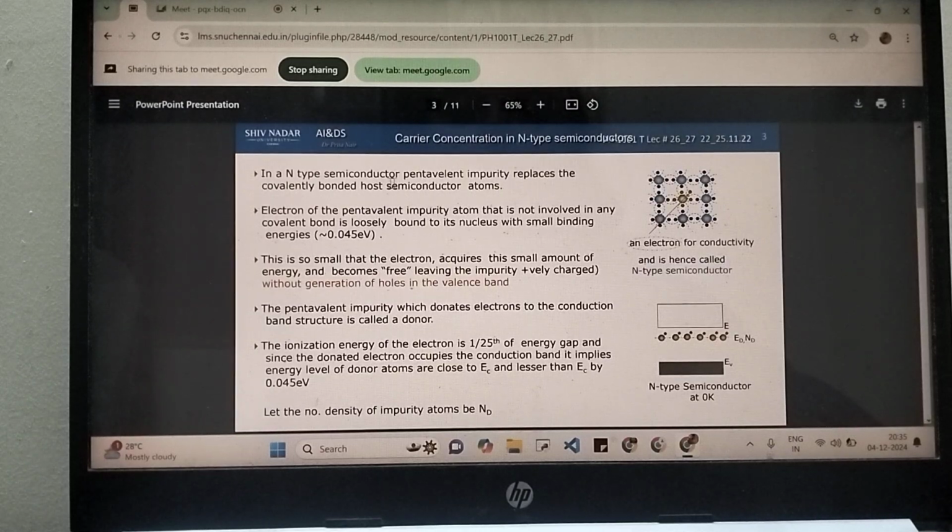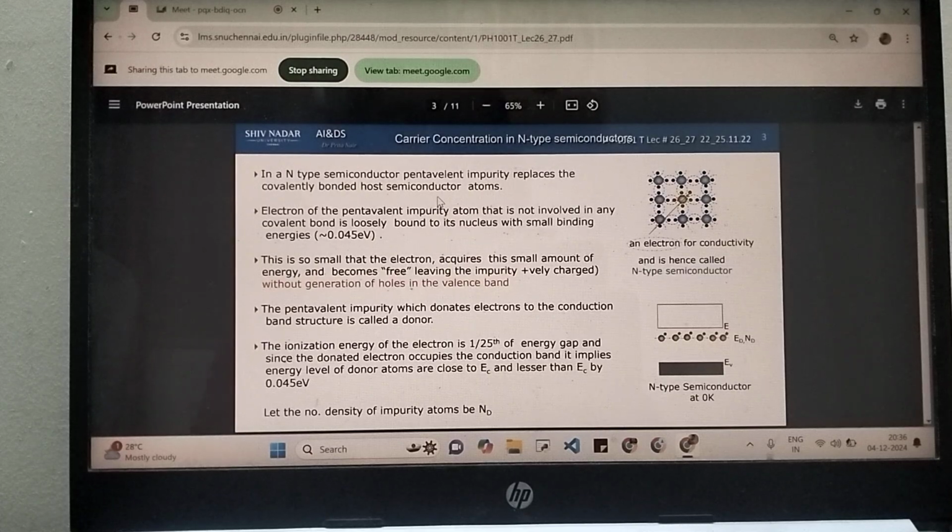First of all, in an N type semiconductor, the pentavalent impurity replaces the covalently bonded host atoms. So when we were looking at intrinsic semiconductors, I gave the example of silicon, and I said silicon has 4 electrons in its outermost orbit. It needs 4 more to complete the 8 electrons. So that is an example of a tetravalent element because it has 4 electrons in the outermost orbit.